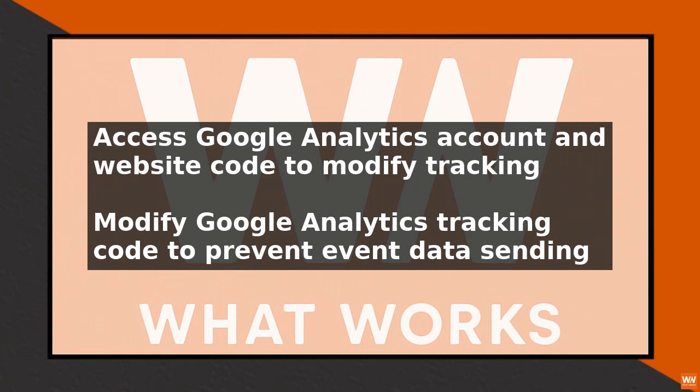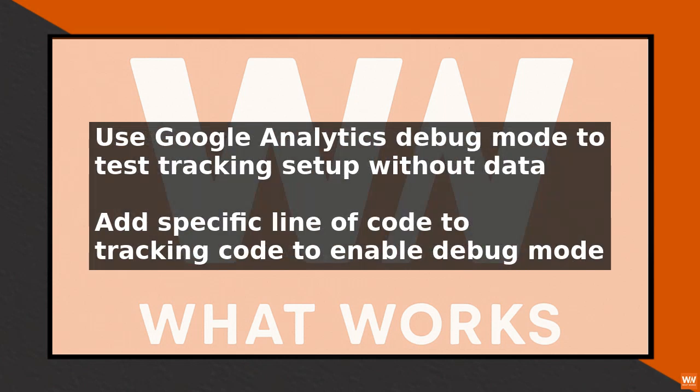This line of code will prevent the sending of all event data to Google Analytics. Alternatively, you can also disable event tracking for specific events by modifying the event tracking code itself. Another way to disable event tracking is by using the Google Analytics debug mode. This mode allows you to test and validate your tracking setup without actually sending data to Google Analytics.